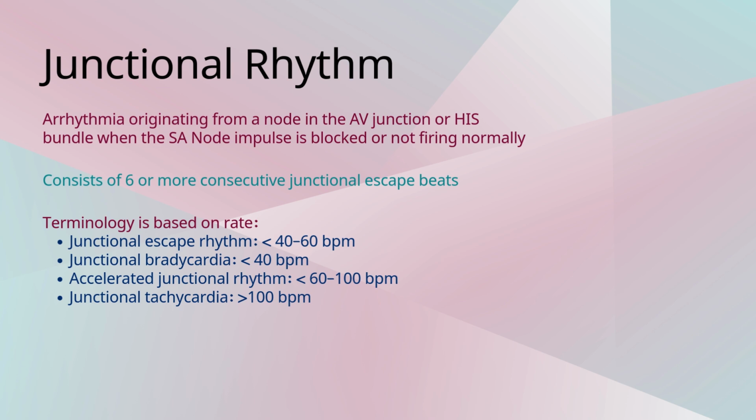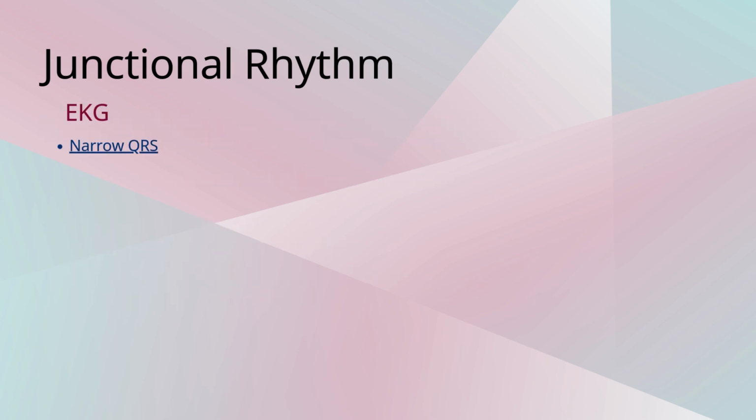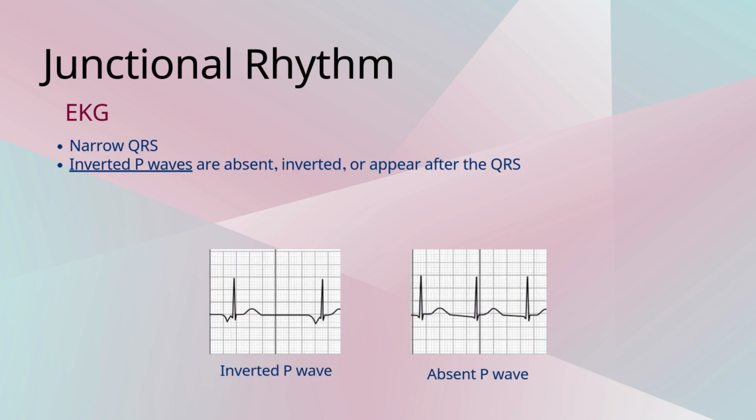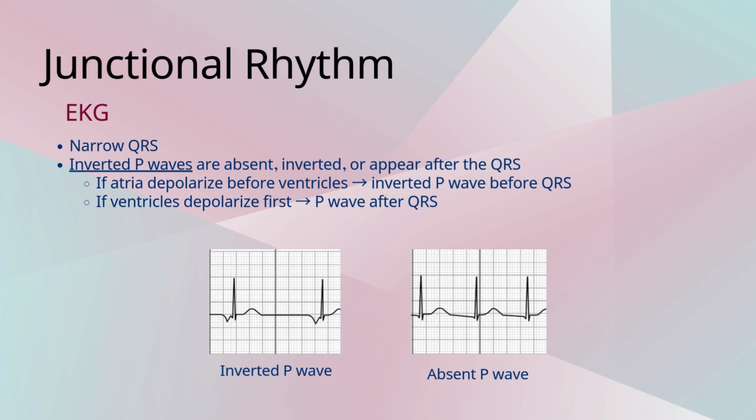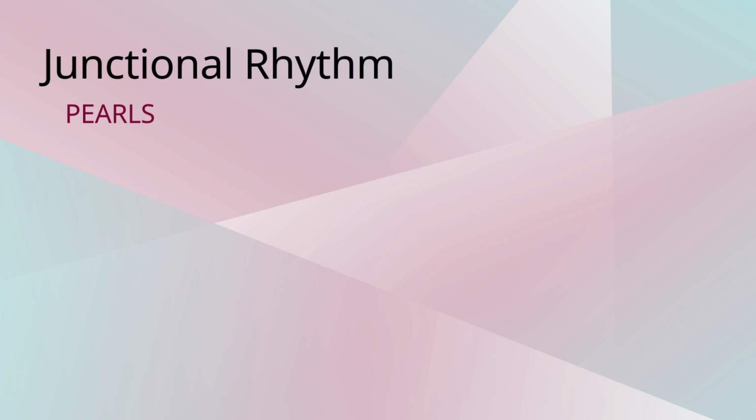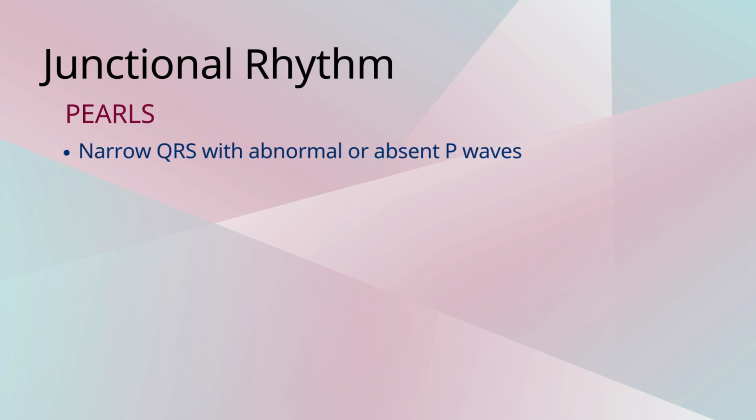So on the EKG, the QRS complexes are actually narrow, and that's because the ventricular conduction is still traveling through the normal His-Purkinje system. The key finding is going to be inverted P waves. And depending on the timing, you may see an inverted P wave before the QRS, an inverted P wave after the QRS, or sometimes there's no visible P wave at all if atrial and ventricular depolarization are happening simultaneously. So our pearls to remember here with junctional rhythms are a narrow QRS with an absent or inverted P wave.